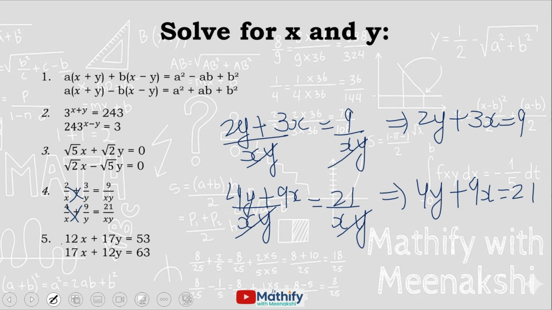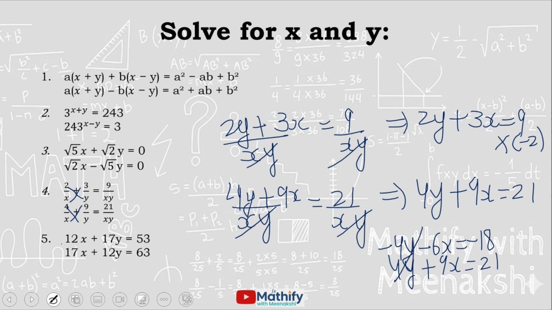Now you can just multiply the first equation by minus 2. So what you will get is minus 4y minus 6x is equal to minus 18, and second as 4y plus 9x is equal to 21. Now you will cancel this. So you are left with 3x is equal to positive 3. That means x is 1.